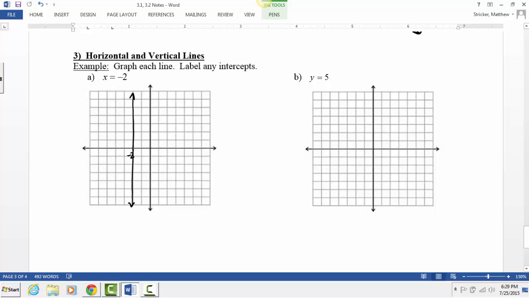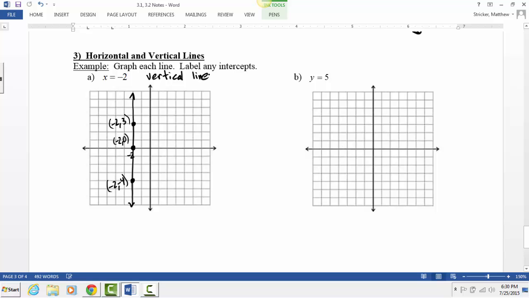could be (-2, 0), could be up here (-2, 3). It could be a point down here, (-2, -4). Any point on that line, it doesn't matter what y is. Y could be anything, but notice x is always -2. So in this case, this is a vertical line.